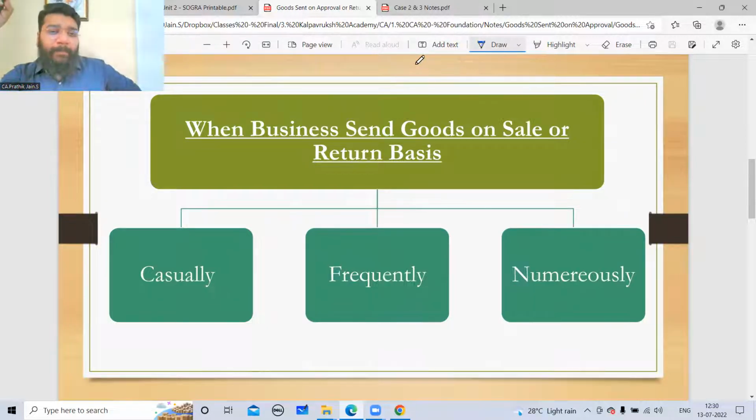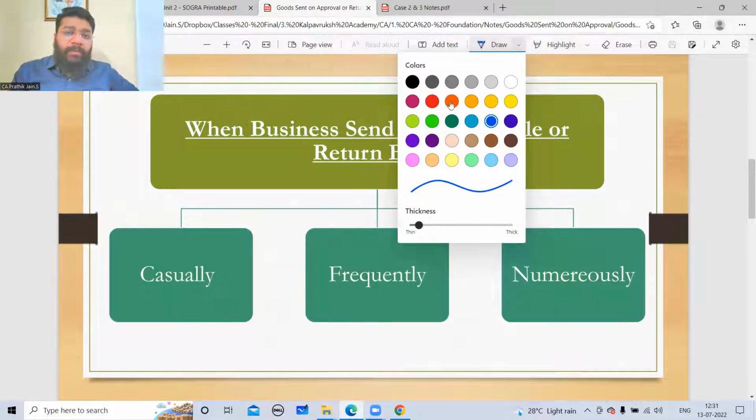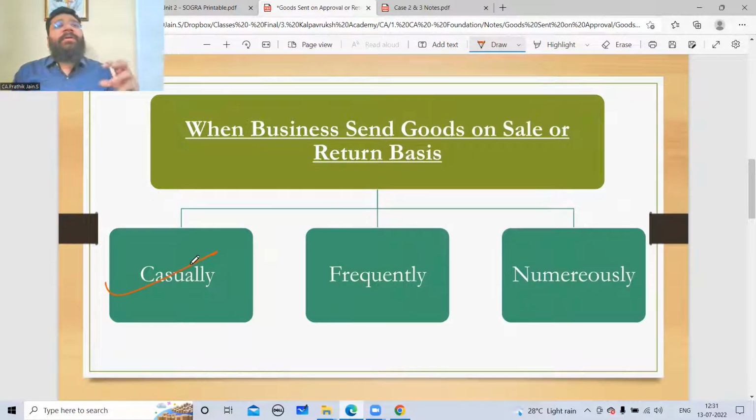Now, guys, when we started this chapter, I said you that there are 3 categories under which the questions can be asked. In that, we've completed the first category. That is, if the transactions of Sogra is casual, then what happens? This we have completed. Now we'll be heading towards this. What will happen if the transactions are frequent? How the accounting will be done, how the presentation will be done.